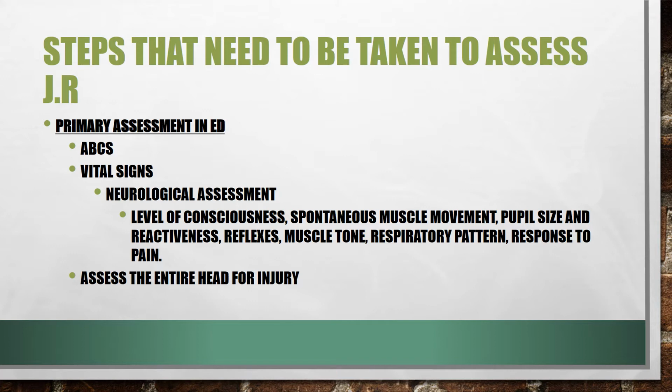Steps that need to be taken to assess JR. The primary assessments that we're going to provide in the emergency department are making sure his airway, breathing, and circulation are good, and checking the vital signs. We're going to be doing the neurological assessment. With that, we'll probably be doing the Glasgow scale at this time too. We want to know the level of consciousness, if there are any abnormal muscle movements, whether the pupil size is reactive or if there are any irregularities there, reflexes, and muscle tone, making definitely sure that he is able to breathe and his breathing pattern is adequate.